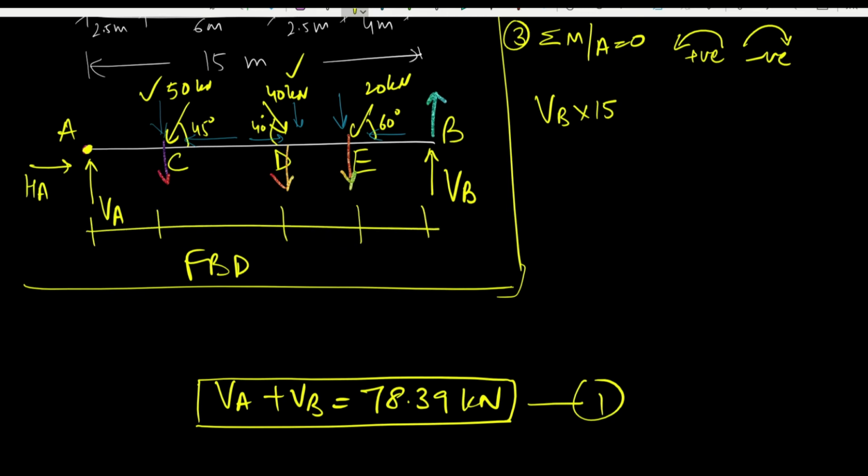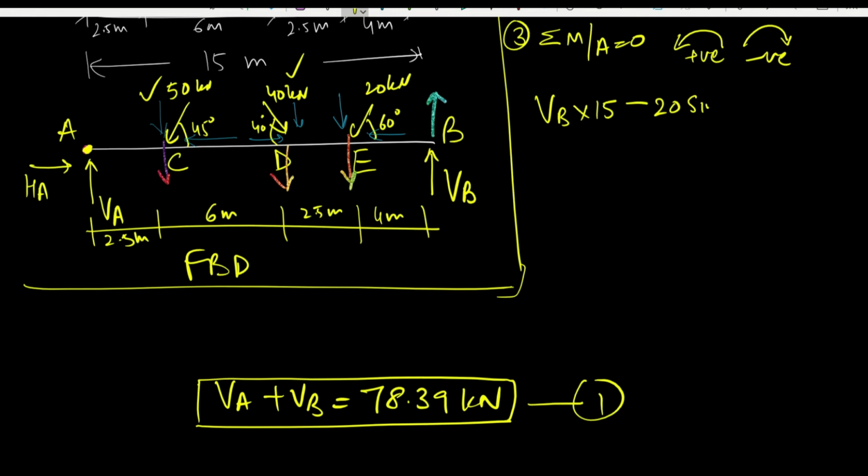These distances are required, so let us take them down from above. This is 4 meter, this is 2.5 meter, this is 6 meter, and this is again 2.5 meter. We are taking moment about point A, and moment is force into distance. So minus 20 sin, the vertical part of the force will create moment. No horizontal component will create moment because they are passing through point A and there is no distance. Only the vertical components are going to create moments.